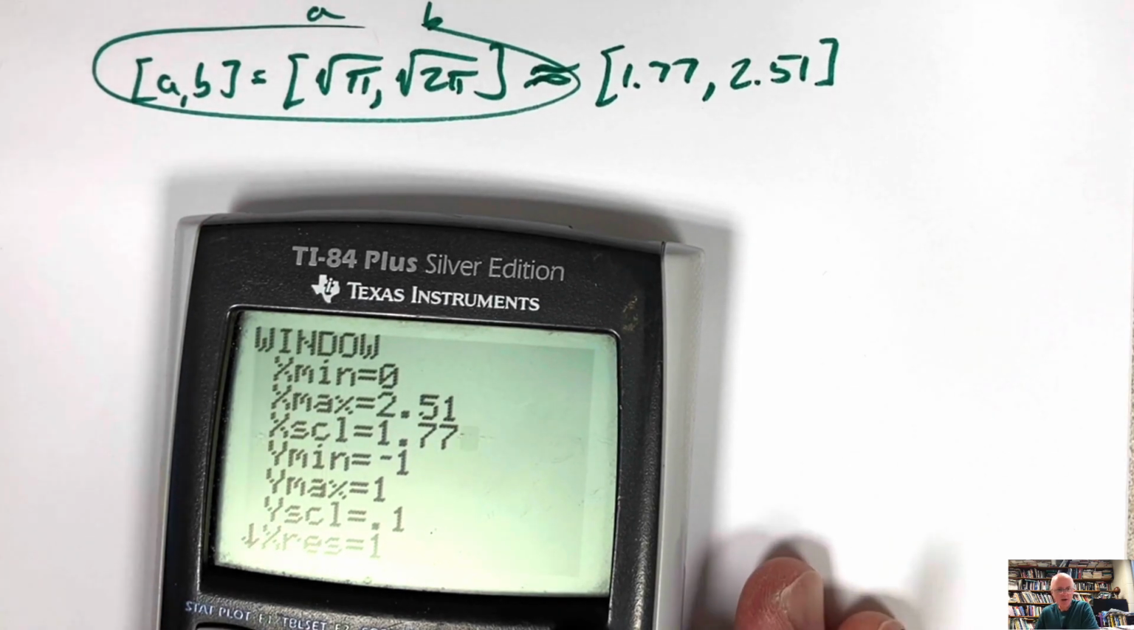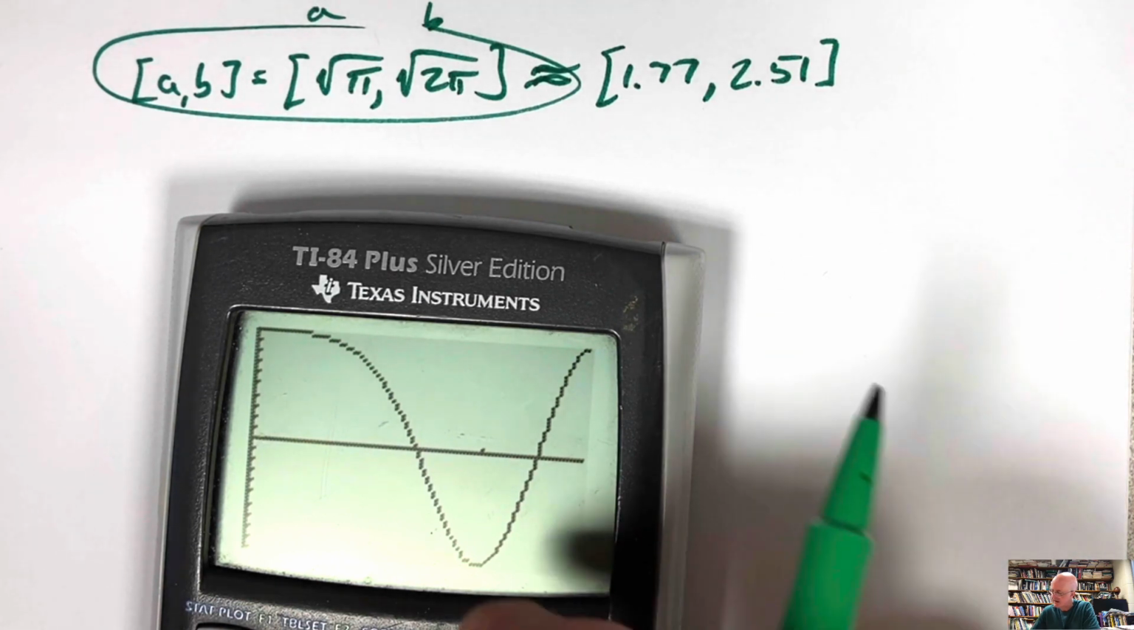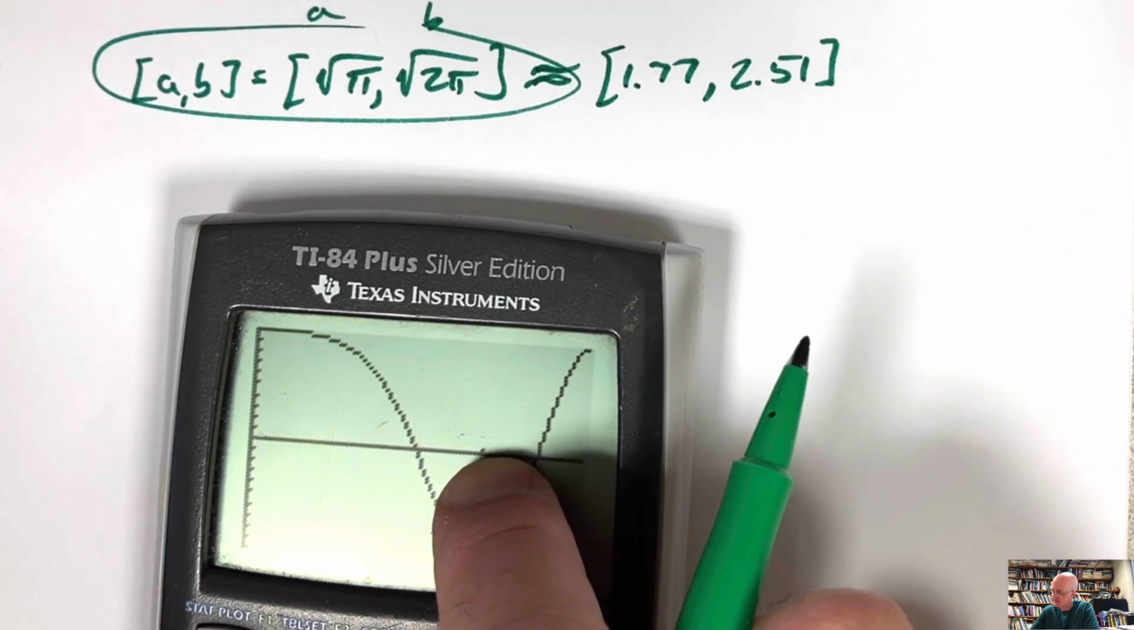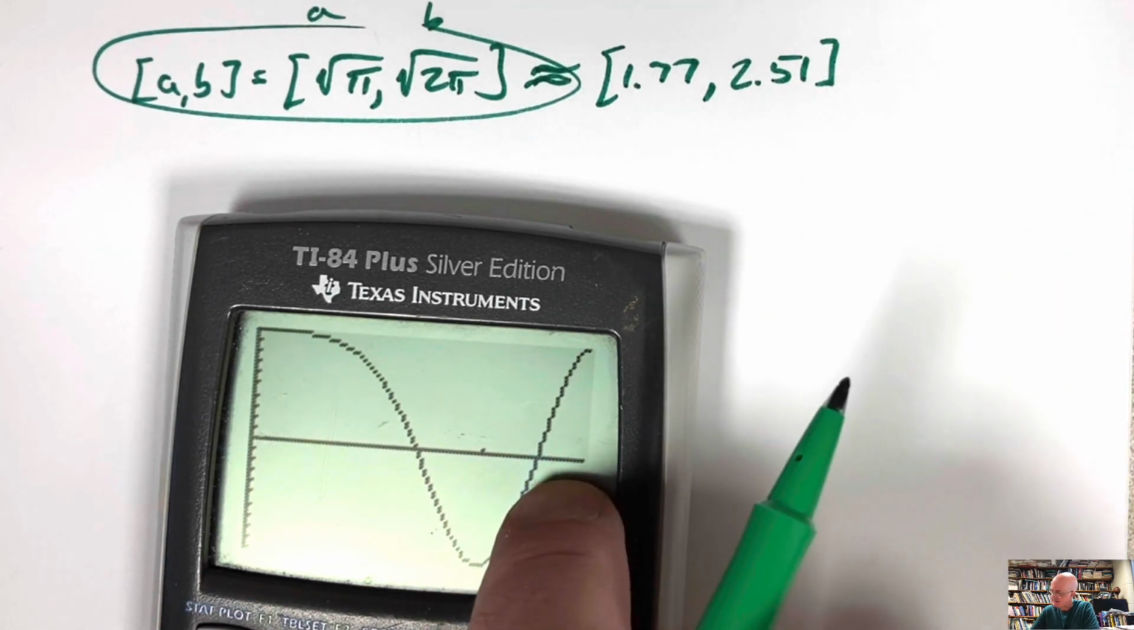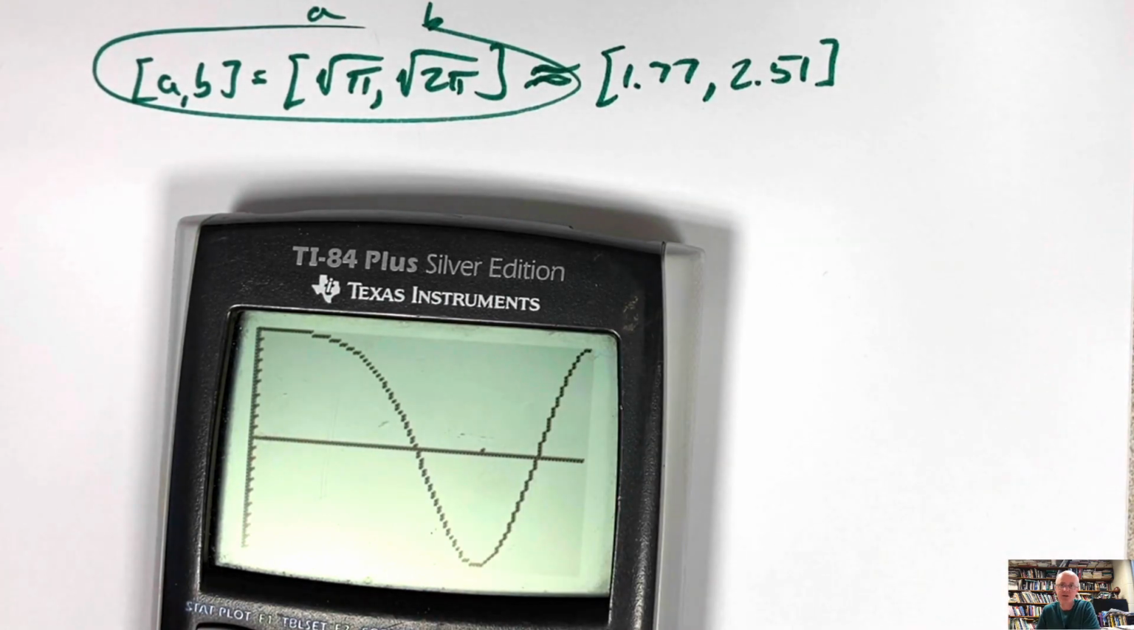All right, let's go ahead and graph it there. This is cosine of x squared. What were we after? We were after the first interval from a to b, where a and b are both positive, where this graph is increasing. Yeah, that's about 1.77, square root of pi. That's square root of 2 pi, about 2.51. There's our first interval where the function is increasing.